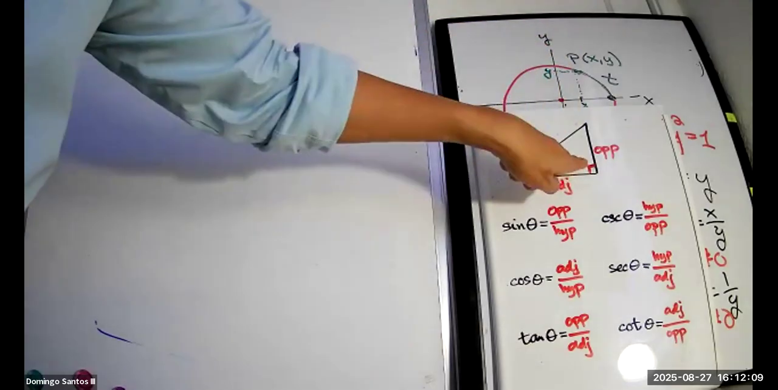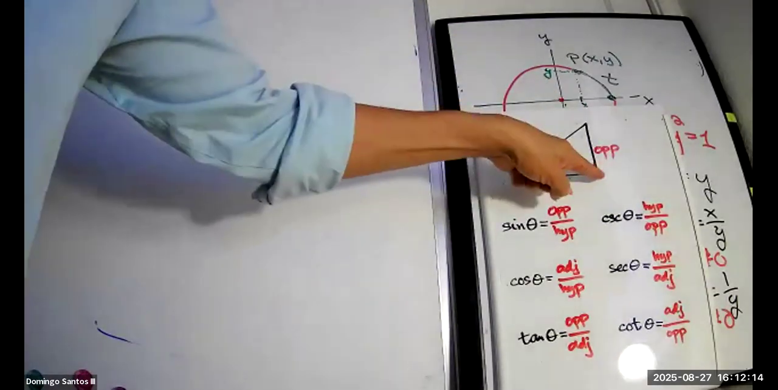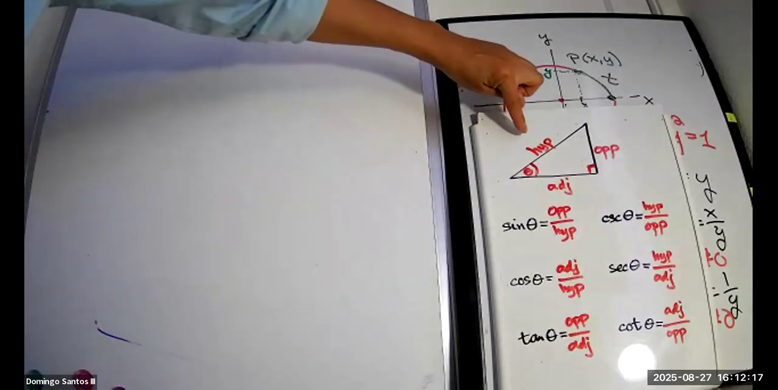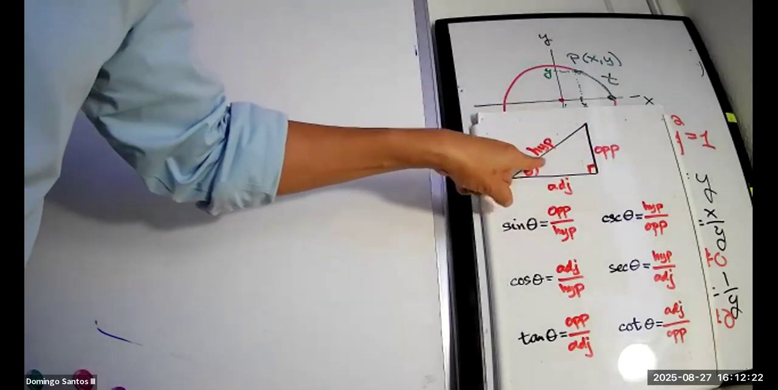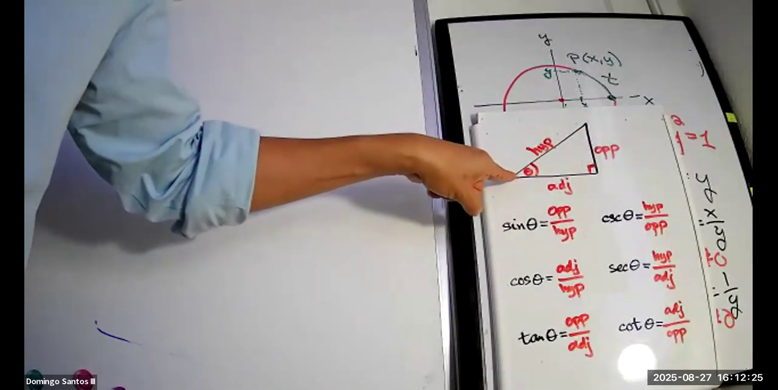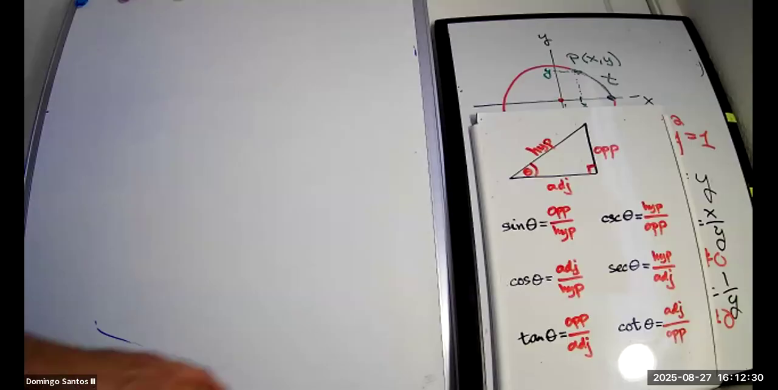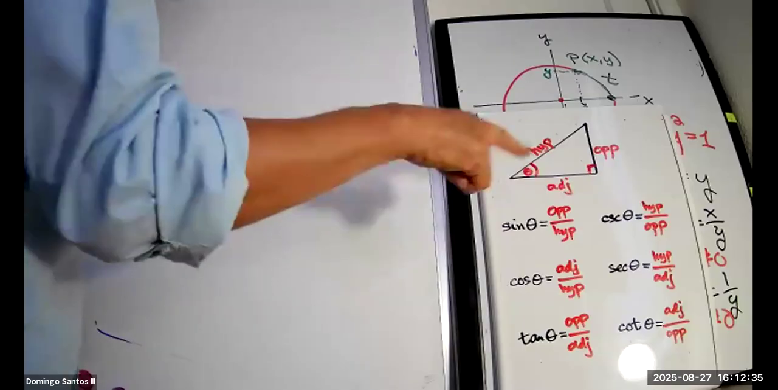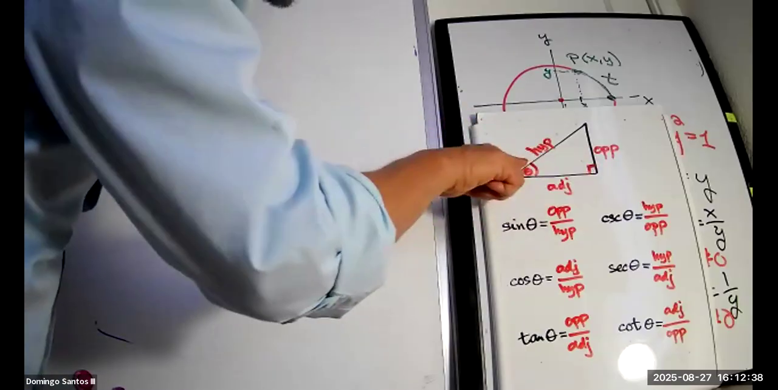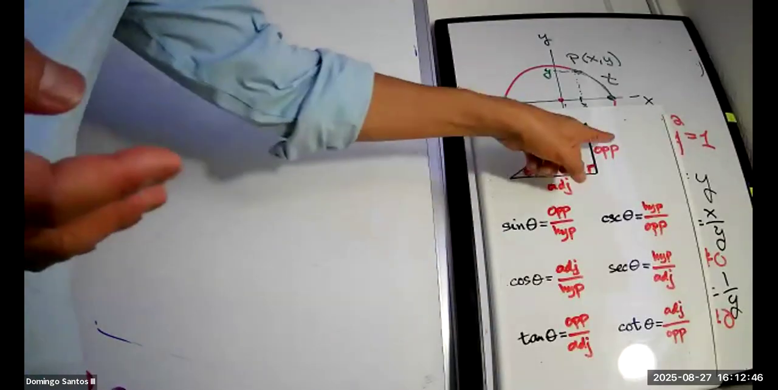This side, which is opposite to the right angle, which is the longest side in this triangle, is what we call the hypotenuse. And this side here, opposite theta, is the opposite side. And this one is the adjacent side, the side adjacent to that angle. We'll be defining the trig functions in terms of this right triangle.